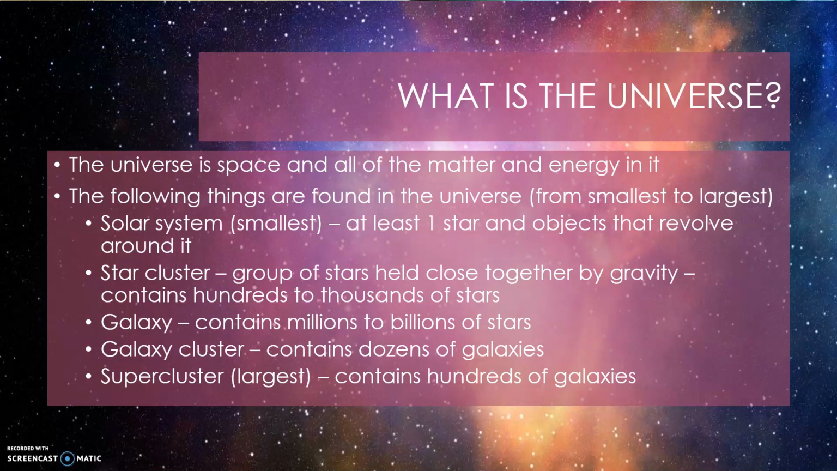are the objects. The second thing is the star cluster, and that's a group of stars that are held close together, and that's because of gravity. Some star clusters are as big as hundreds of thousands of stars. A galaxy contains anywhere from 1 million to billions of stars. And a galaxy cluster contains dozens of galaxies.